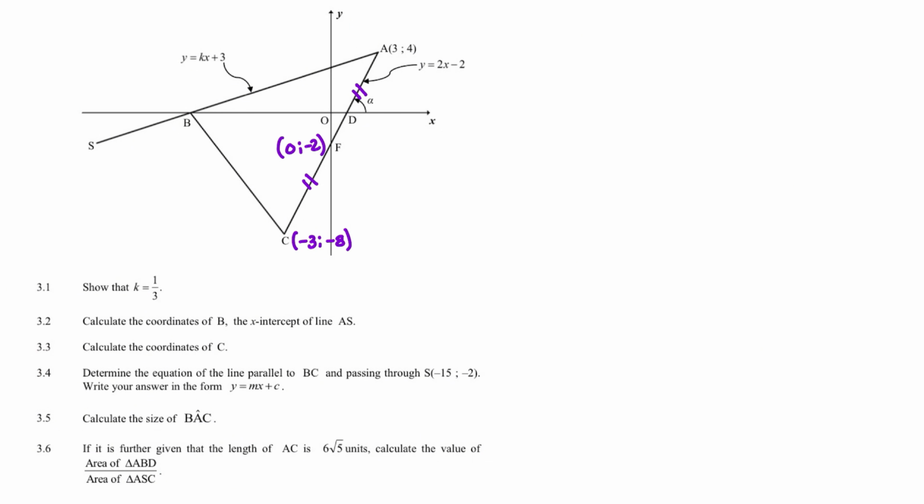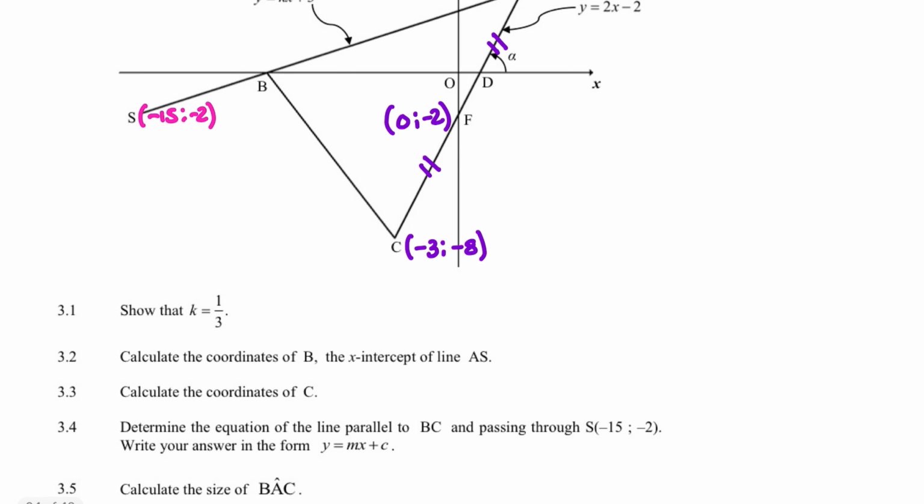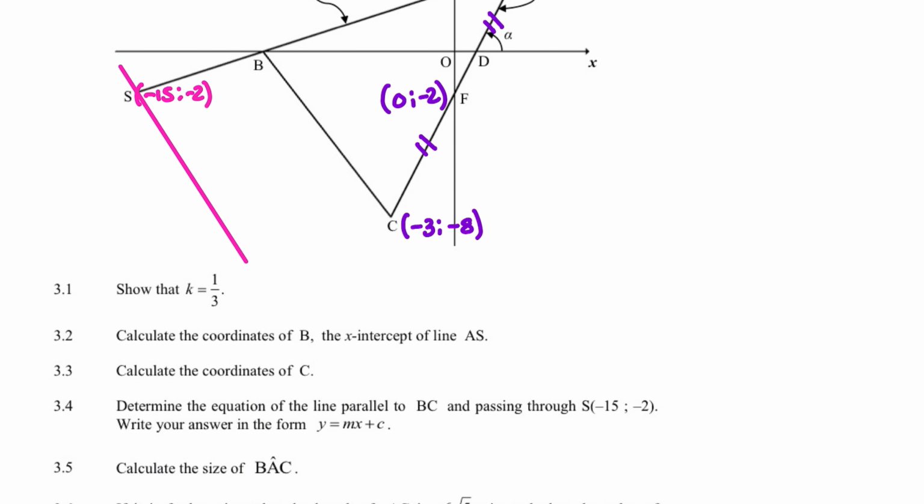3.4. Determine the equation of the line parallel to BC and passing through S, if S is (-15, -2), and write your answer in the form y = mx + c. So in this question, they give us the coordinates of S as (-15, -2), and they want us to find the equation of the line that is parallel to the line BC.